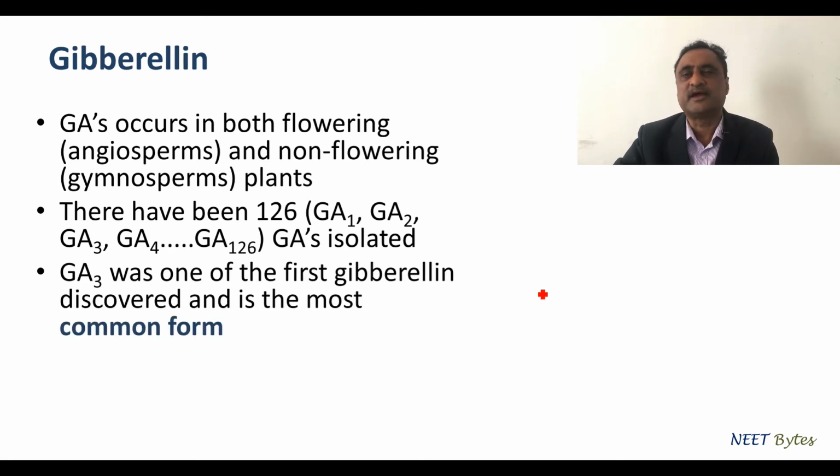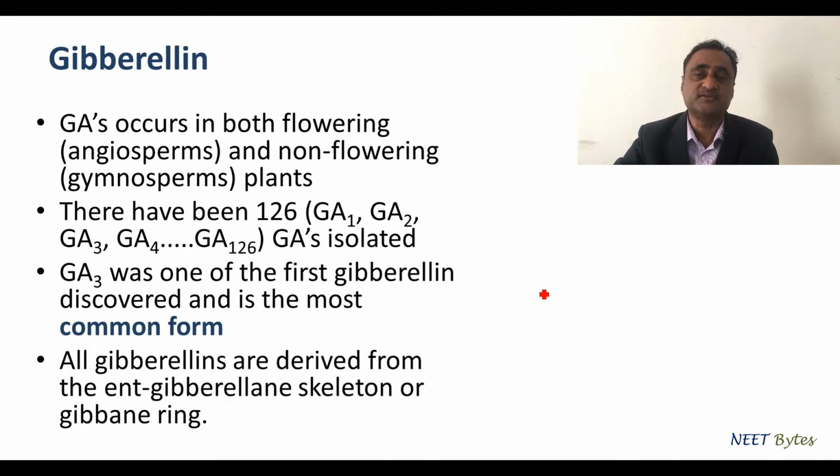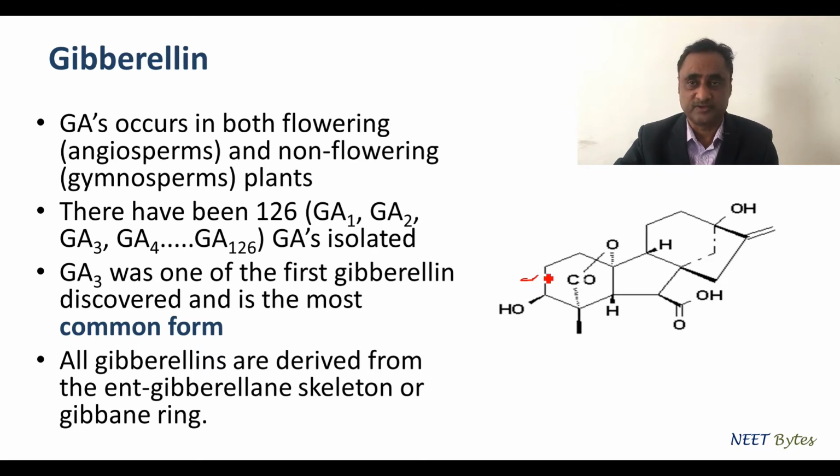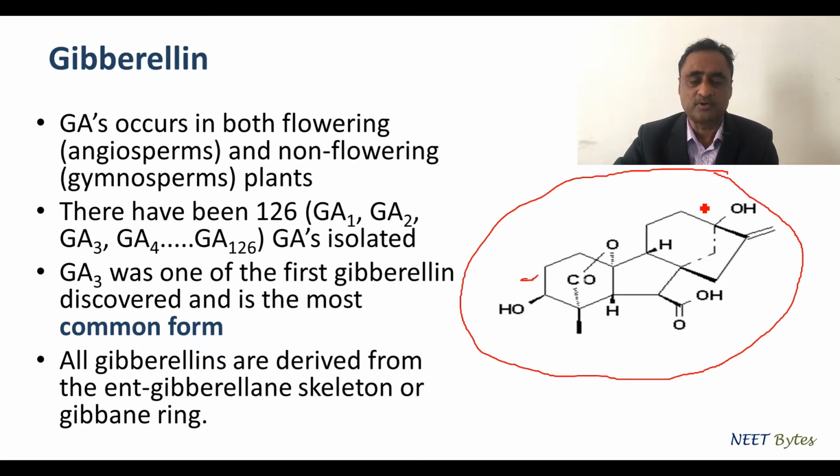As many as 126 gibberellins have been identified, but out of them GA3 is the most common one, okay? And all the forms of gibberellins are derived from what we call the gibbane ring, as you can see in the diagram. So this is the gibbane ring. All the 126 GAs have the same gibbane ring structure, right?